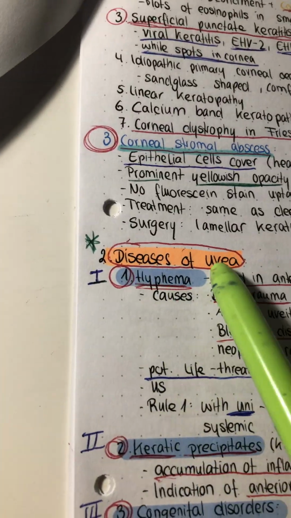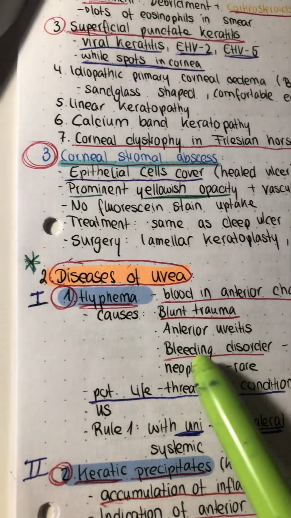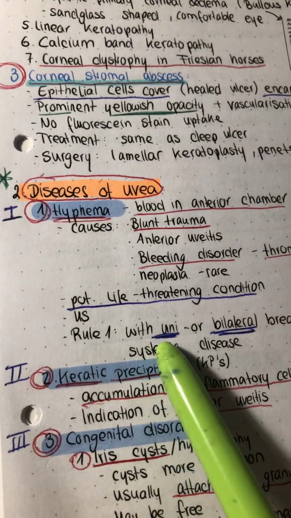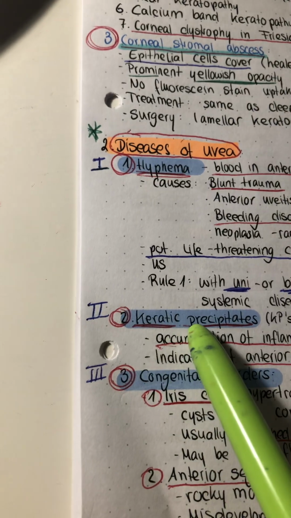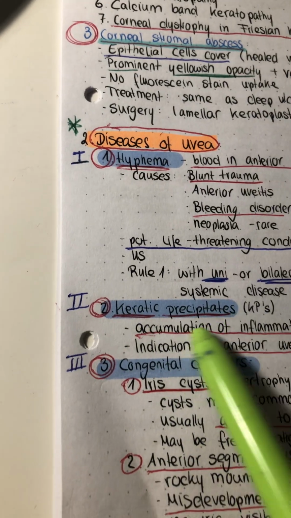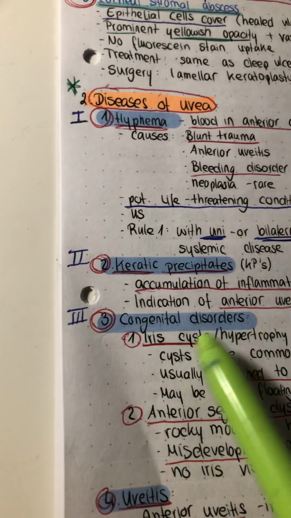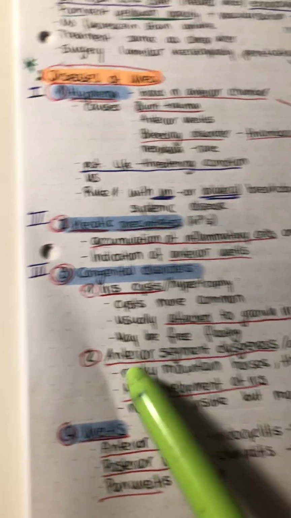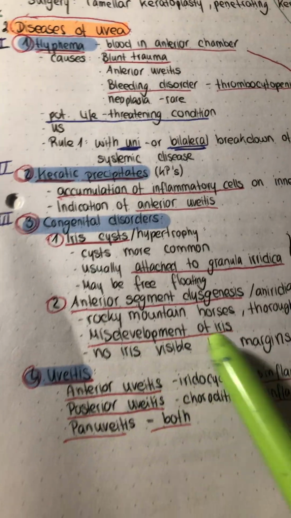And then diseases of the uvea. Hyphema, so you have blood in the anterior chamber, and it can be caused by blunt trauma or a bleeding disorder such as thrombocytopenia, and it can be life-threatening in this case. See if it's unilateral or bilateral to see if it is a systemic disease or not. And you can have keratic precipitates, so accumulation of inflammatory cells in anterior uveitis, or congenital disorders such as iris cysts. They're attached to the granula iridica, or anterior segment dysgenesis, or this is maldevelopment of the iris.